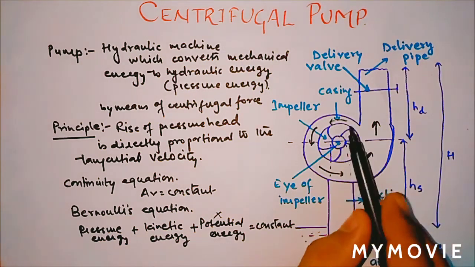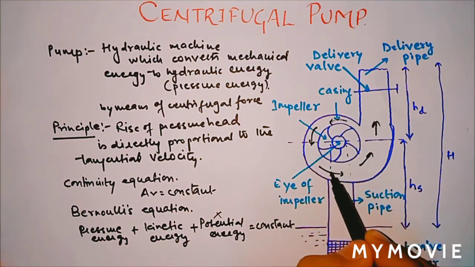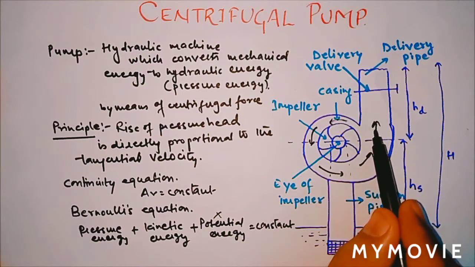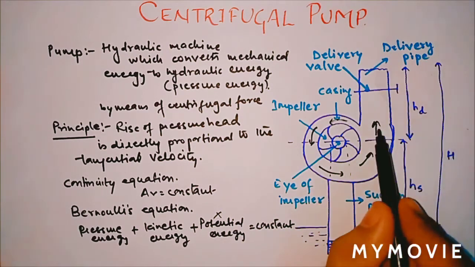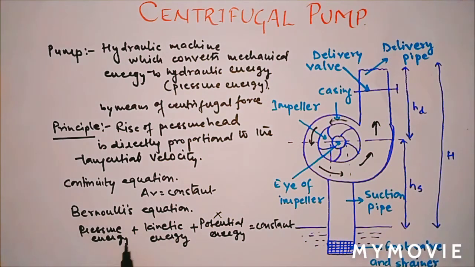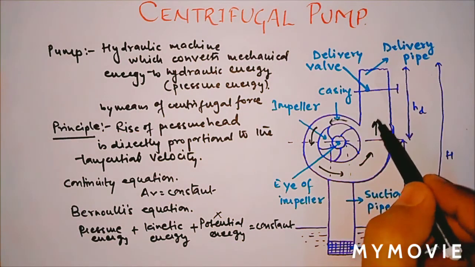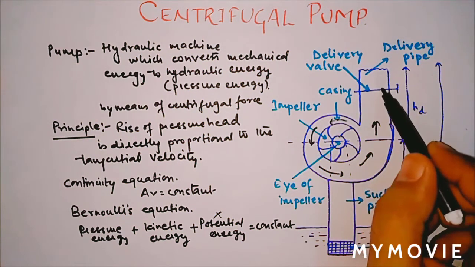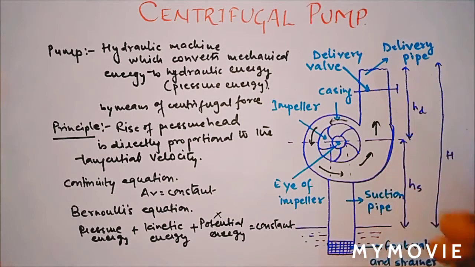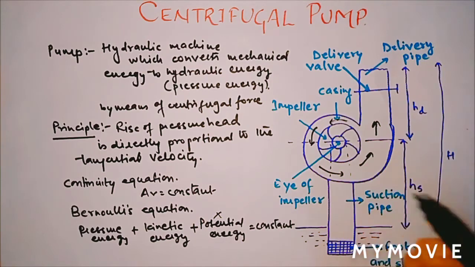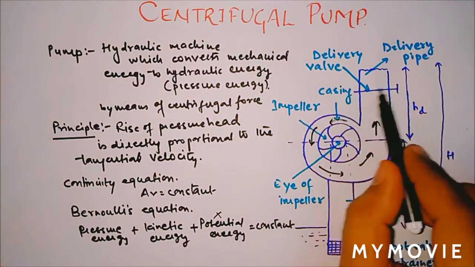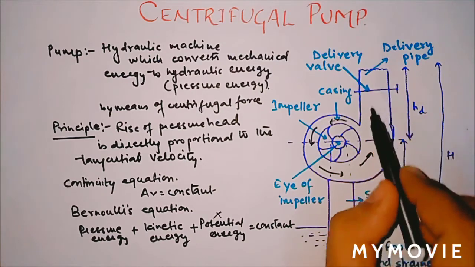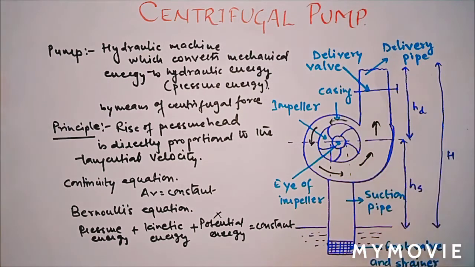Here the velocity is decreasing as area is increasing, so kinetic energy is also decreasing. When kinetic energy decreases, the pressure energy increases. So at the delivery pipe, the kinetic energy is very less and the pressure energy is very high, which ultimately increases the pressure head of the water, with the help of which we can take water from one point to another point for our respective uses. Here we have connected a delivery valve. This valve protects against backflow of the water. So this is the working of the delivery valve.